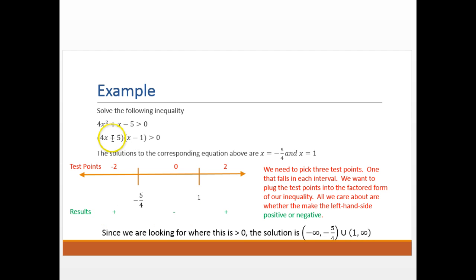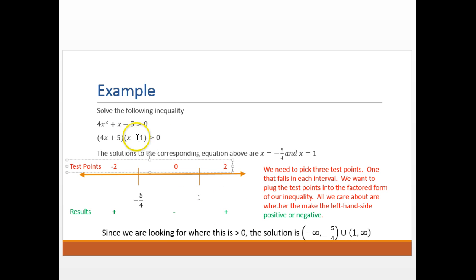So everything to the left of negative 5/4 is positive. Let's plug in 0. This becomes a positive 5 times a negative 1. A positive times a negative is a negative. So everything in between negative 5/4 and 1 yields a negative answer. Let's plug in 2. 4 times 2 plus 5 is a positive number. 2 minus 1 is a positive number. A positive times a positive is a positive.